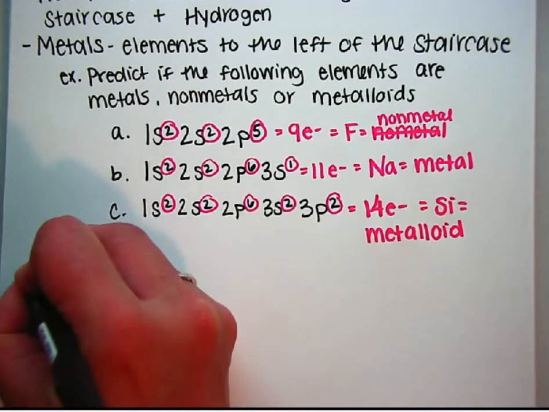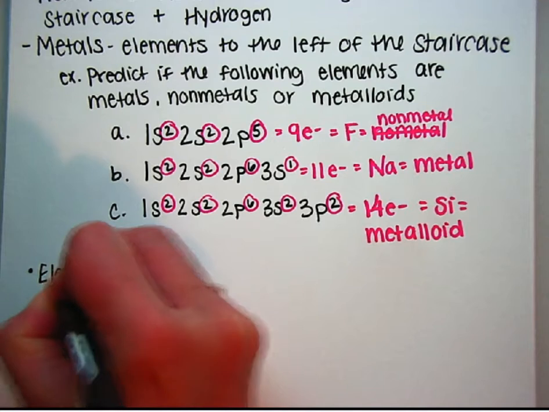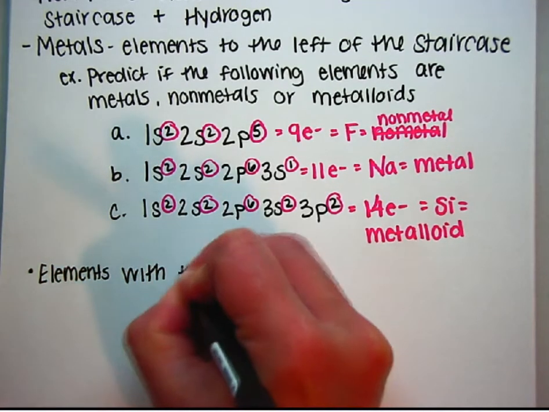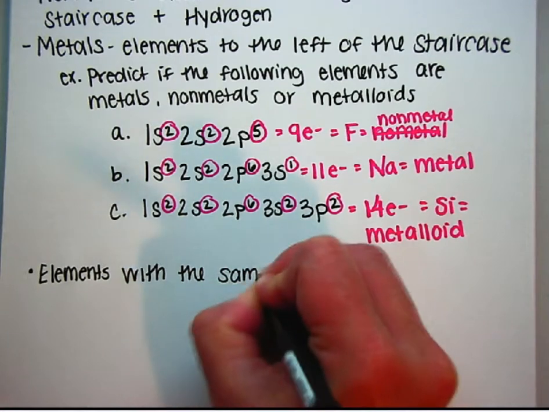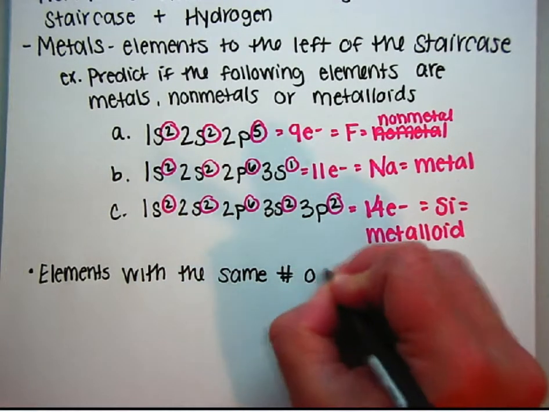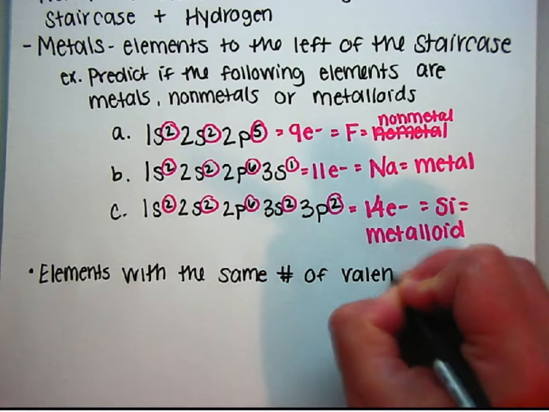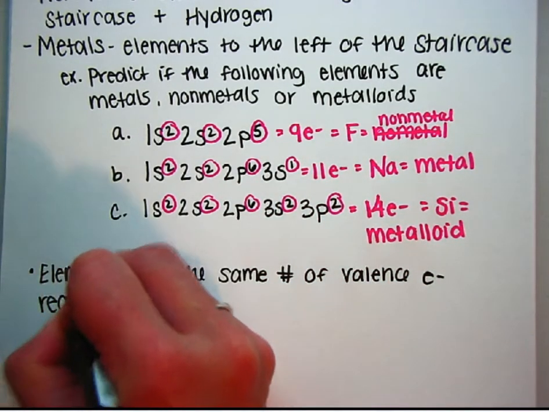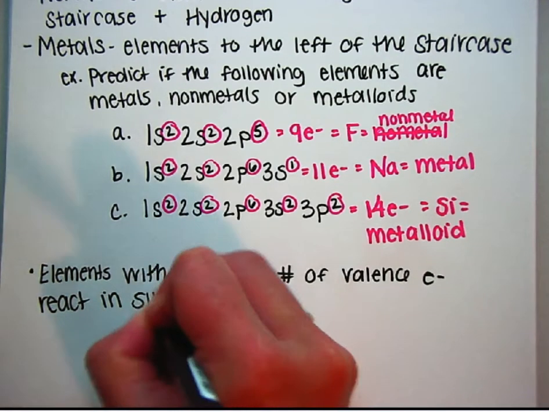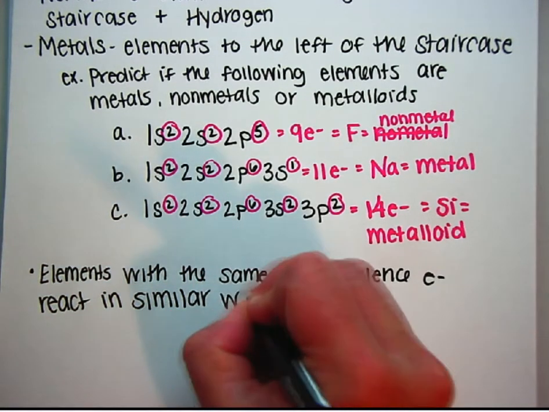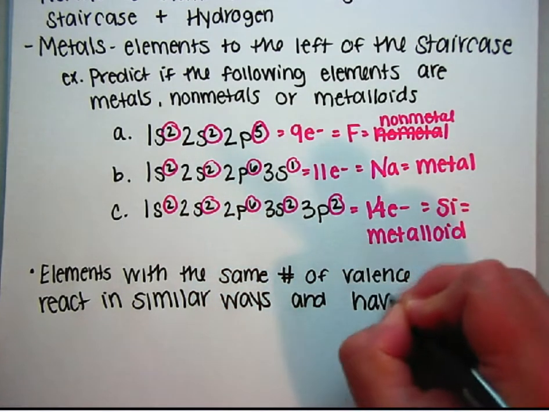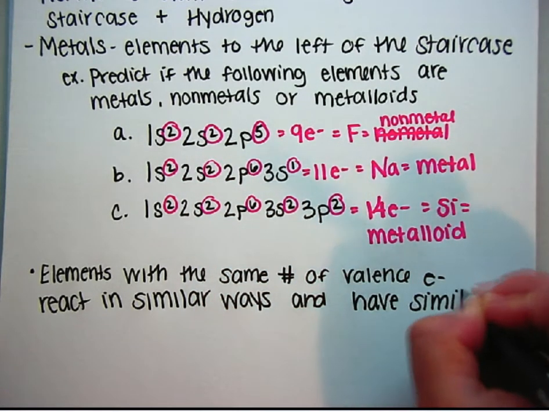The next important periodic trend to know is that elements with the same number of valence electrons react in similar ways and have similar properties.